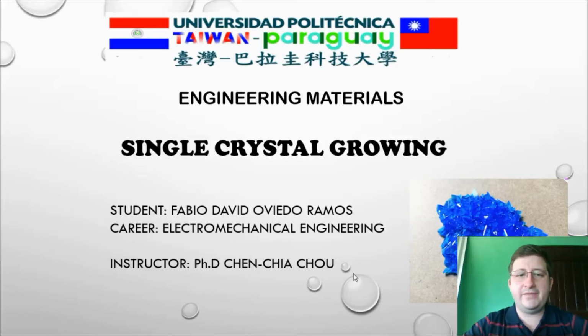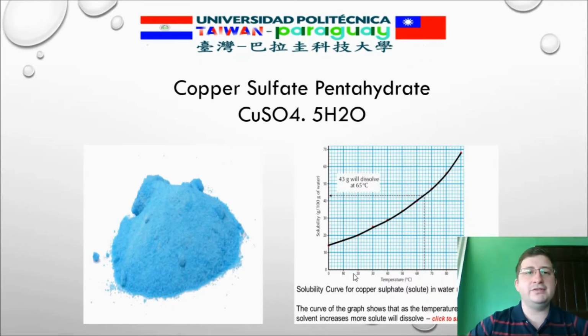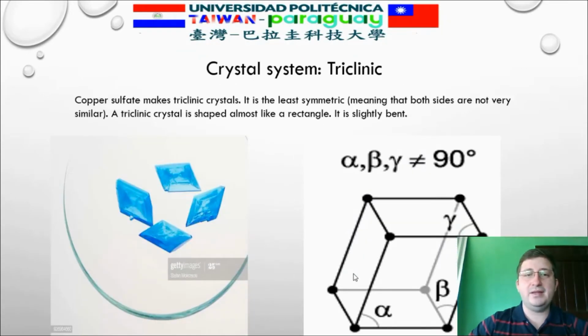Hello everyone, I am Fabio David Oviedo Ramos, an electromechanical engineering student. I will present my work on single crystal growing. For that purpose, I chose the substance copper sulfate pentahydrate as a solute because it has a bigger solubility than alum or sodium chloride. The crystal system of the copper sulfate is a triclinic crystal system. A crystal system is the geometric shape of the unit cell of the substance. In this case, it's like an oblique rectangular prism.